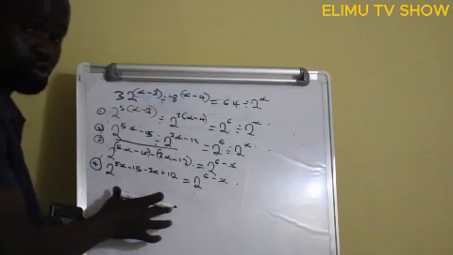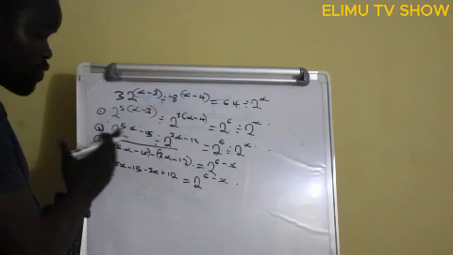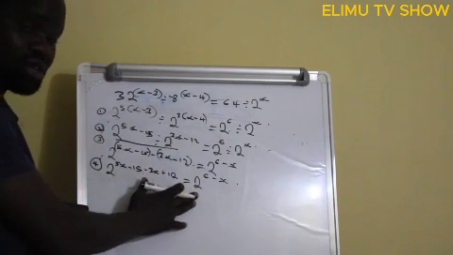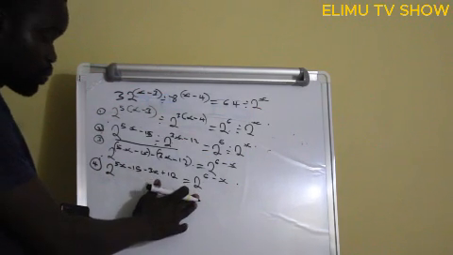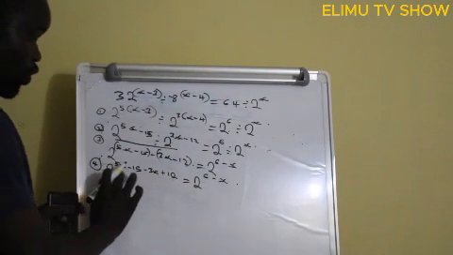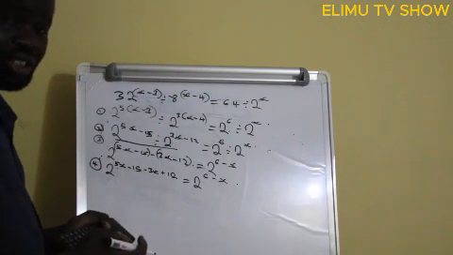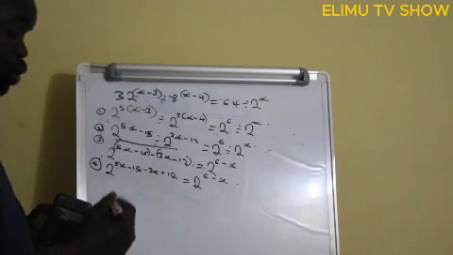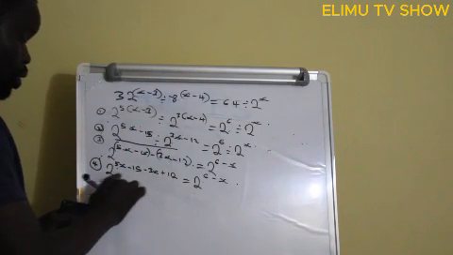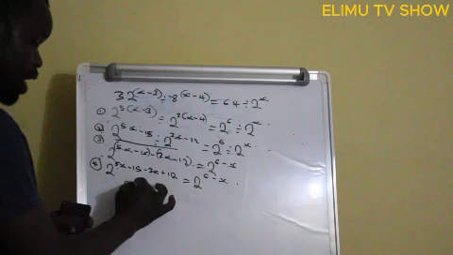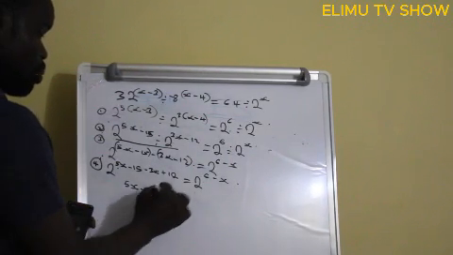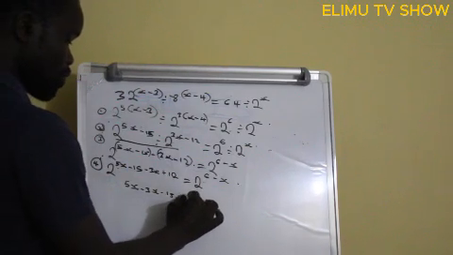Look at this equation. On the right hand side, we have base 2. The left hand side, we also have base 2. Let us solve the power. So for the power, we are going to collect the like terms. I'm sure that you are following. So we are going to have 5x minus 3x minus 15 plus 12.